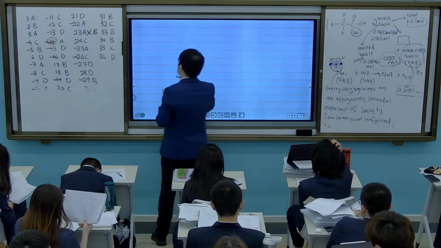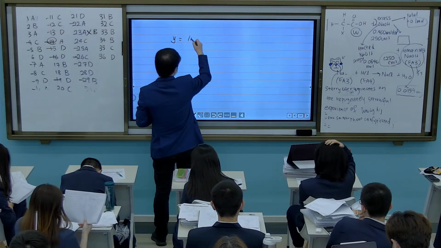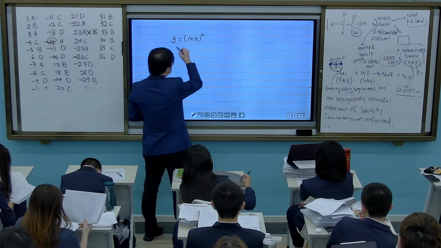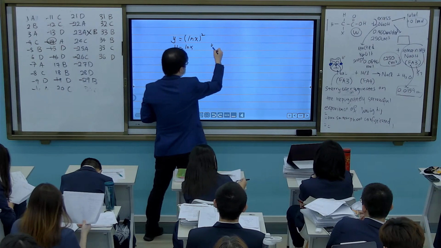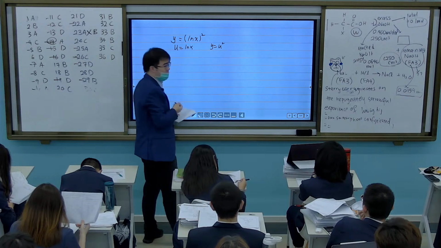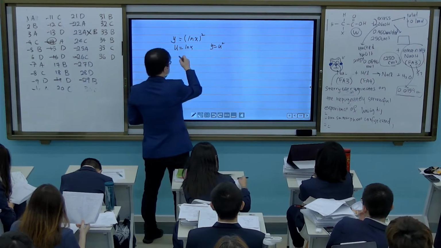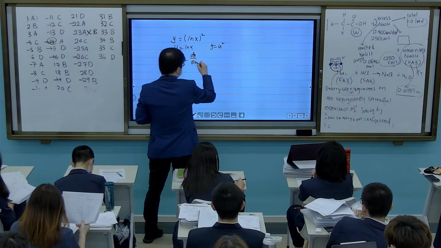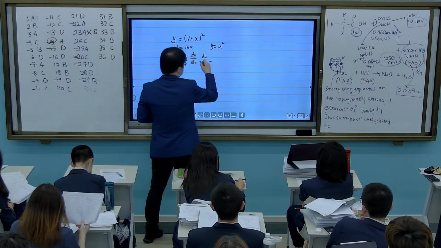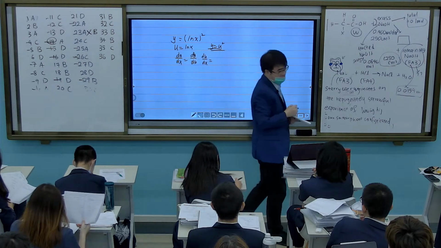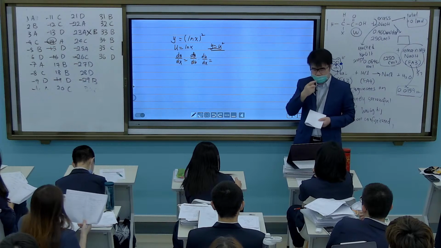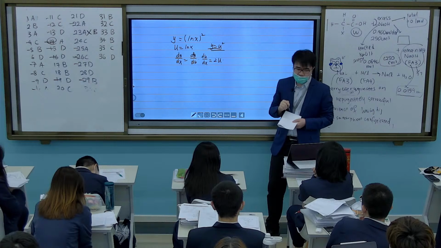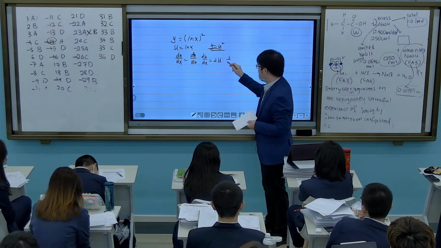Okay. Let's consider this one. If y equals ln x squared, the chain rule says that if you take ln x as u, y will be u squared, right? So dy over dx equals dy over du times du over dx. So what is dy over du? 2u, right? What is du over dx? 1 over x.